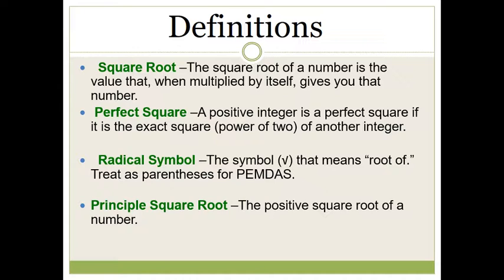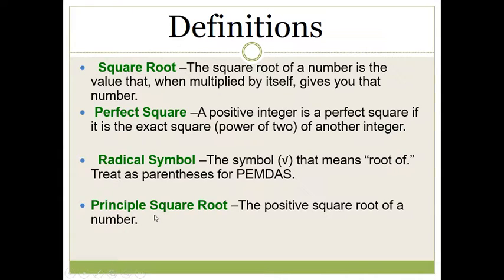The radical symbol. Here you can see where I have written a radical symbol. When you don't see any number on the outside of the radical, it means the square root of a number. What I've written here is to treat it as parentheses in PEMDAS, meaning anything that's underneath a square root you have to simplify first, like it was in parentheses.